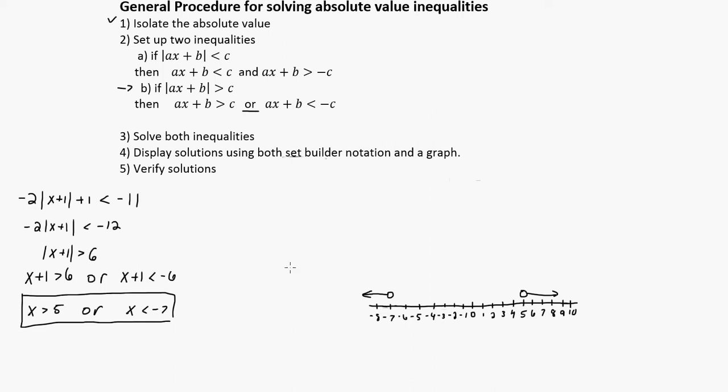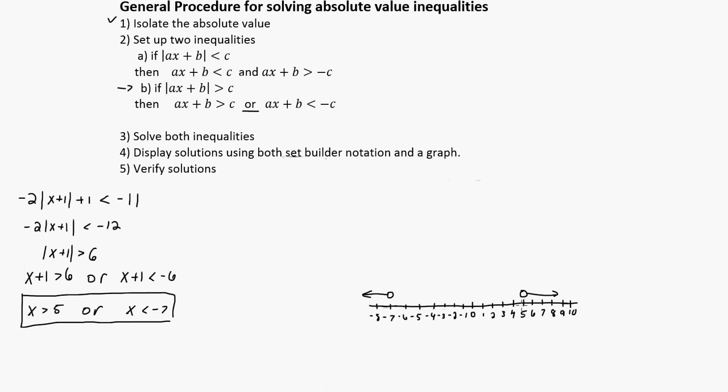Now let's verify the solutions. In order to do that, I'm just going to check the boundary and then make sure that boundary is reasonable. Okay, so what does that mean? I'm going to plug in 5, and what I should get over here on the left is negative 11. Now, notice 5 is not a solution, and negative 11 is not less than negative 11. But any number greater than 5 will give me a number that is less than negative 11, a number like negative 12 or negative 13.